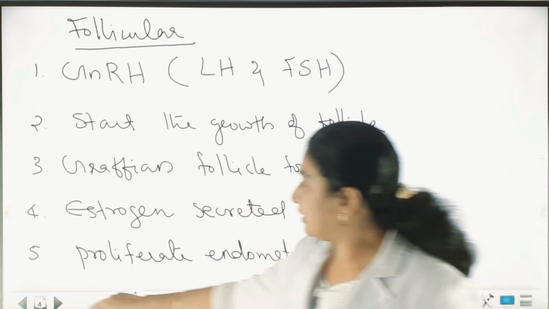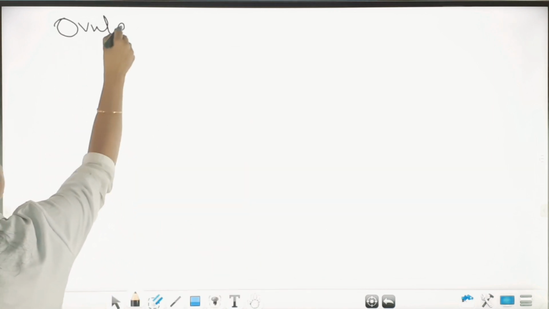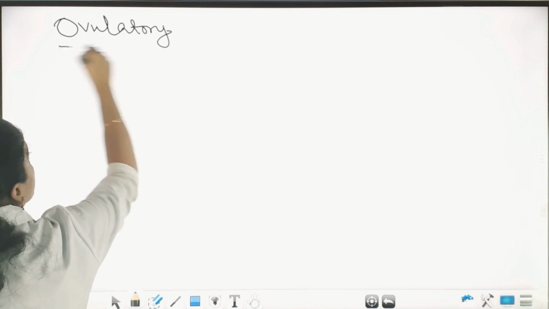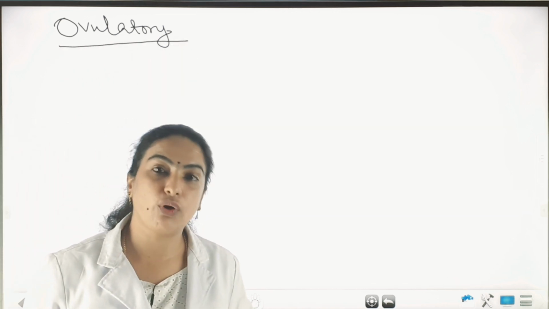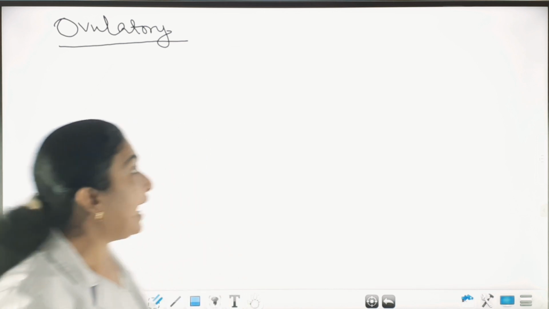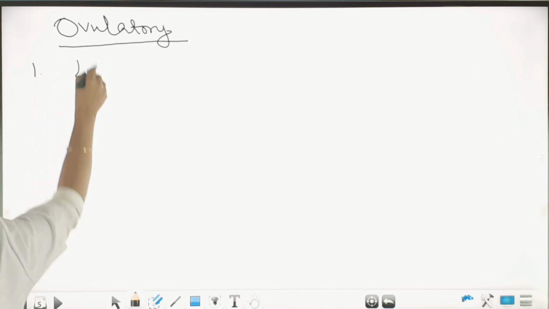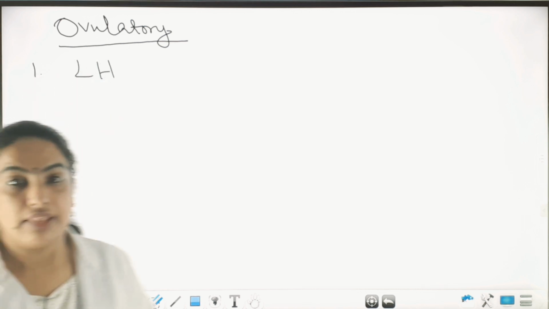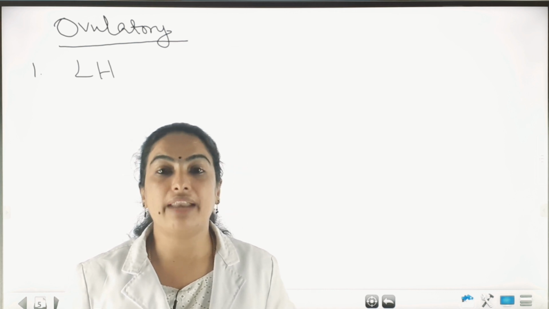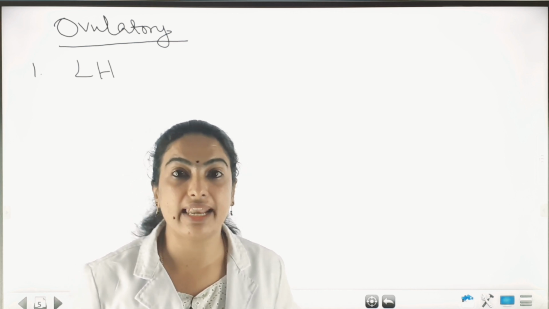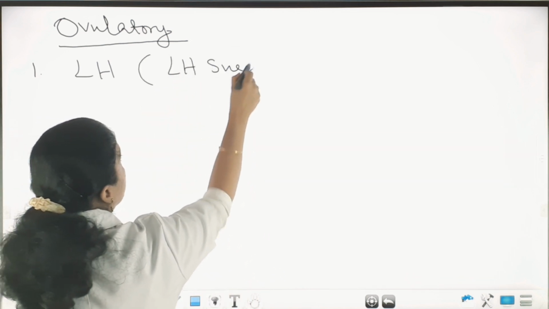Now we can see the third phase. The third phase is the ovulatory phase. See, the ovulatory phase means the phase of ovulation. Here, there is a rapid secretion of LH. LH means luteinizing hormone. This rapid secretion of LH reaches the maximum level, and that maximum level is known as LH surge. So, LH surge is there.